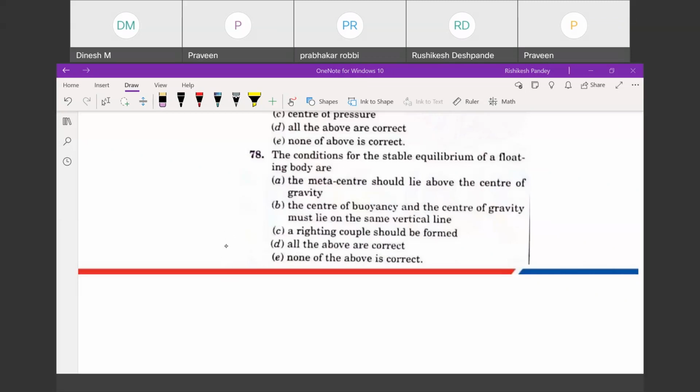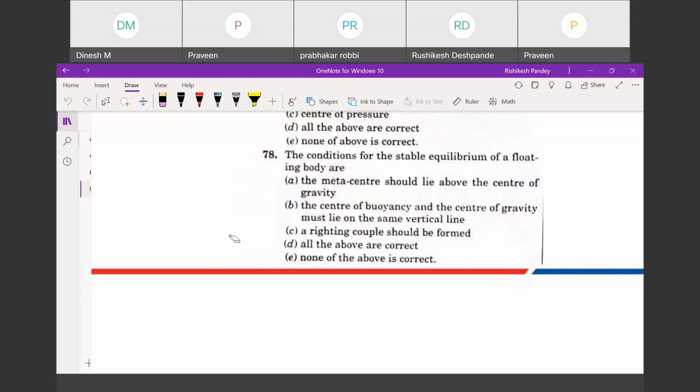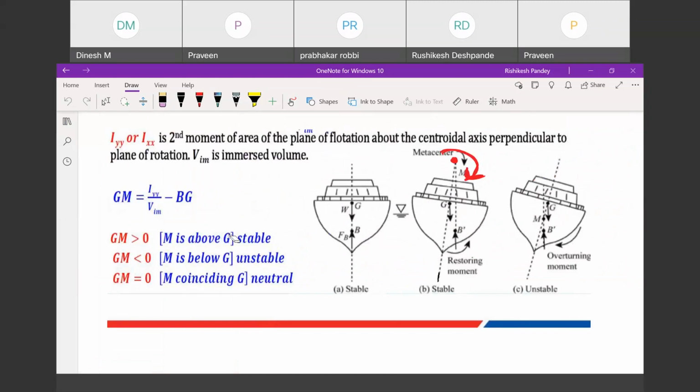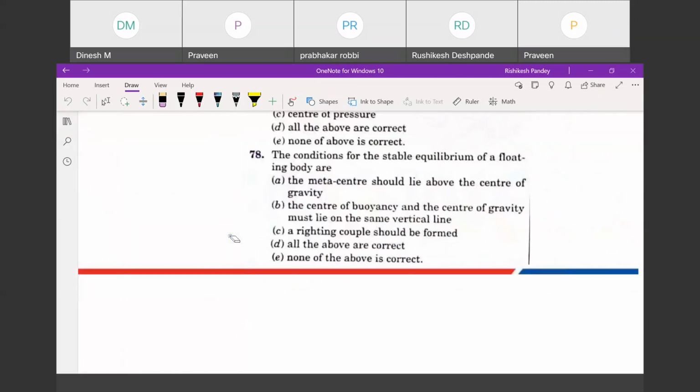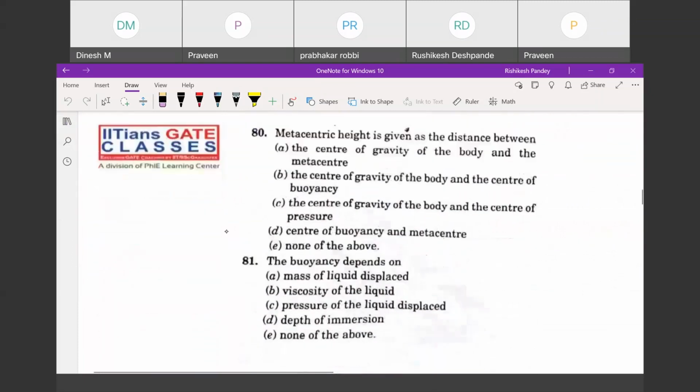Why A and why B? One has answered A, one has answered B. What is the condition for stable equilibrium in floating condition? It is the relative location of G and M. You see, it is the relative location of these, and M should be above G. M should be above G. Okay. Next question, you tell.